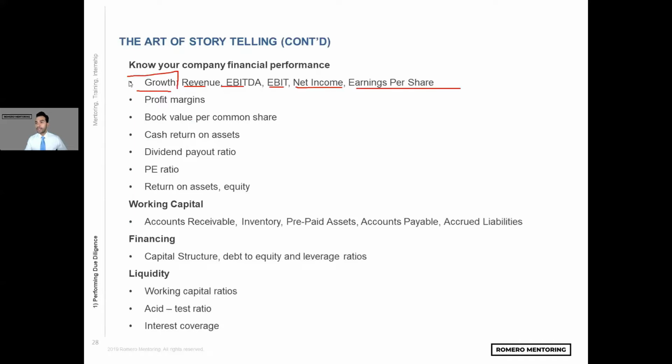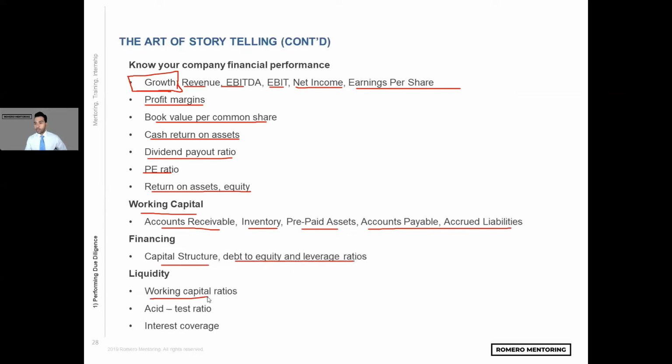These are all important to look at, the growth of each and every one of these metrics that I've included here. Profit margins like gross profit, EBITDA margins, net income, and EBIT margins. Book value per common stock, cash return on assets, dividend payout, PE ratio, return on assets and equity. On a working capital front, you have accounts receivable, inventory, prepaid assets, and then your current liabilities like accounts payable and accrued liabilities. Financing, capital structure, debt, equity, leverage ratios, liquidity, working capital ratios, asset test ratios, interest coverage.